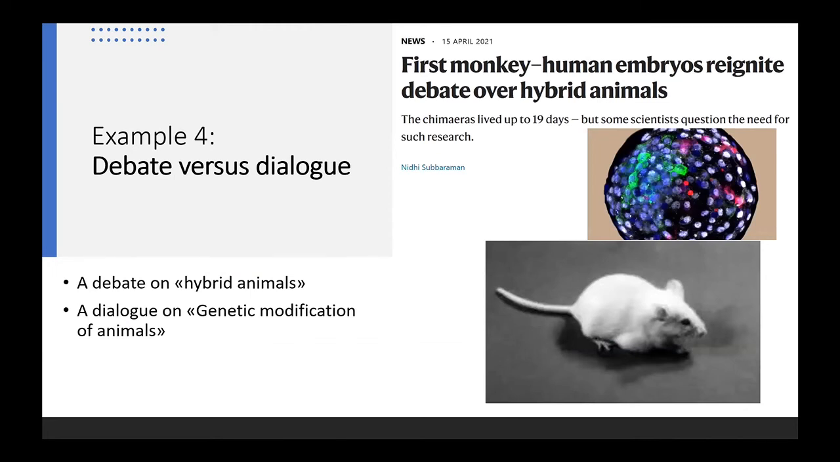The fourth example is that students are performing debates and dialogues within class in groups, and they learn the difference between debate and dialogue. Here are two examples of how this is implemented in the course.